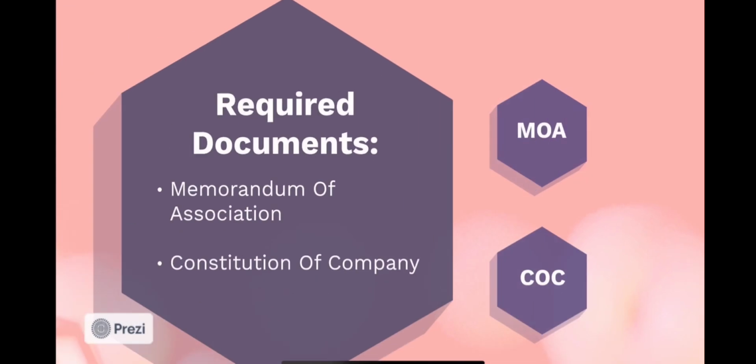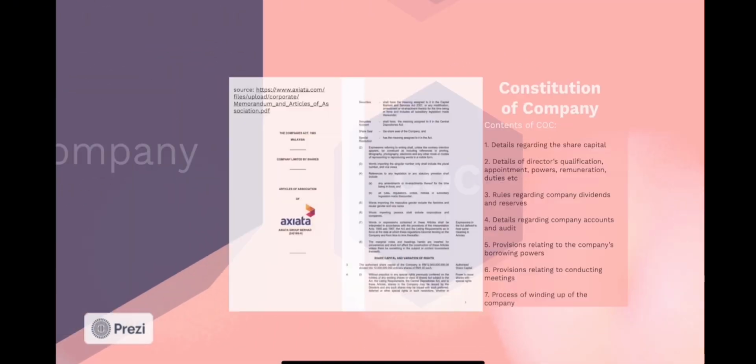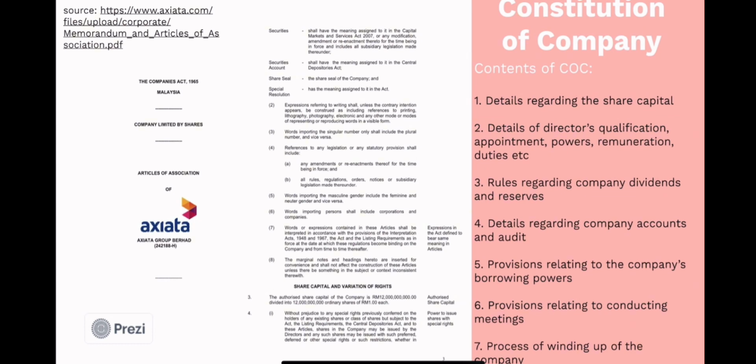Next, we have the Constitution of Company. What are the contents of the COC? Well, the first one is the details regarding the share capital. Next, details of directors' qualifications, appointment, powers, remuneration, duties, etc. Third is the rules regarding company dividends and reserves. Number 4, details regarding company accounts and audit. Next, provisions relating to the company's borrowing powers, provisions relating to conducting meetings, and the last one is the process of winding up of the company. So these are examples of the Constitution of Company of Axiata Group Berhad.